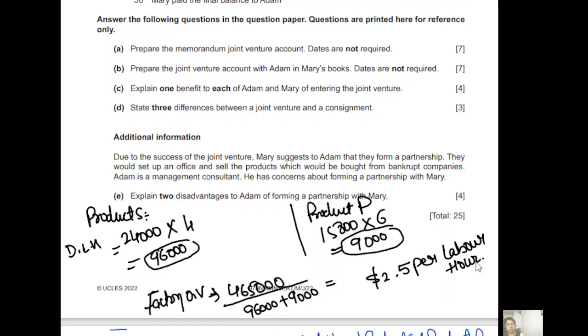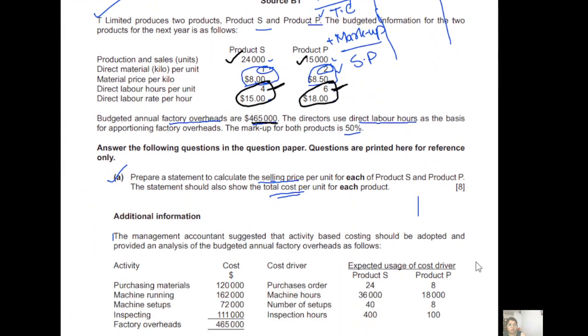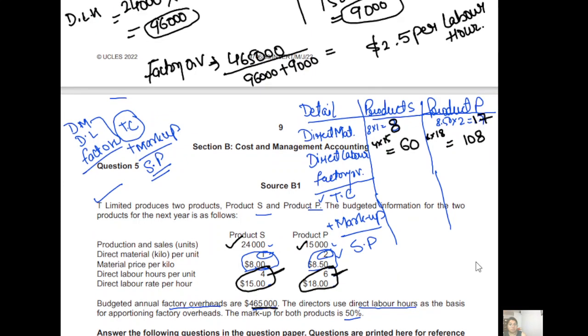Now, how many labor hours do we have for product S? Labor hours per unit is 4 for product S and 6 for product P. We already found out the overhead per labor hour is 2.5, so 4 times 2.5 becomes 10 here and 6 times 2.5 becomes 15 over here. Again, I'm going to explain, please listen to me very carefully.